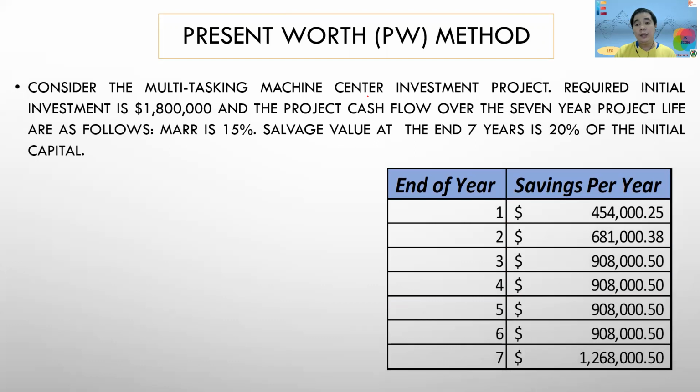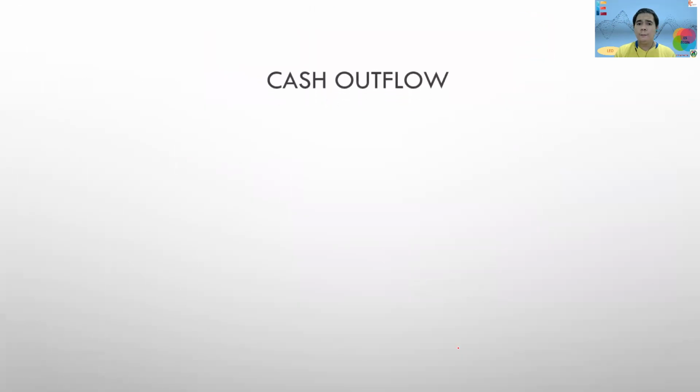So that's your end of year savings per year. First year, since it's only 50% of the 908,050, this is only 50%. Second year, this is only 75%, and this is 100% up to year 7. What does that mean? So we can now proceed to your cash inflows and outflows.